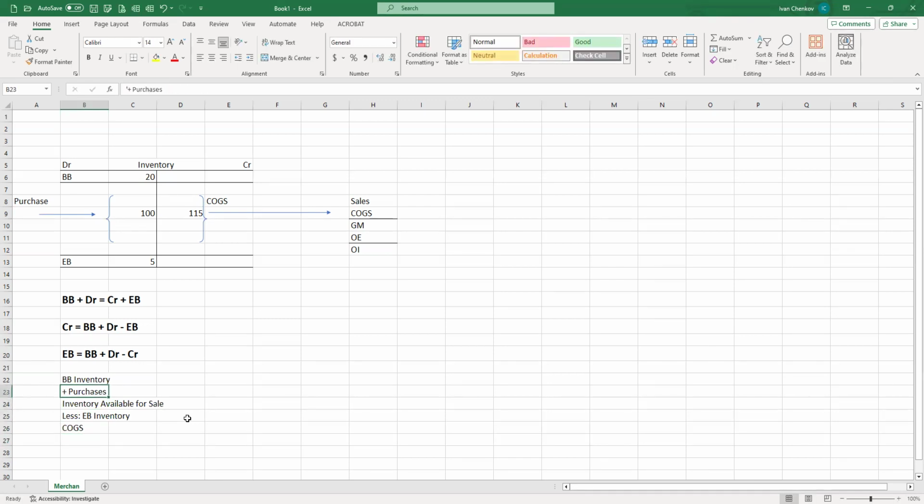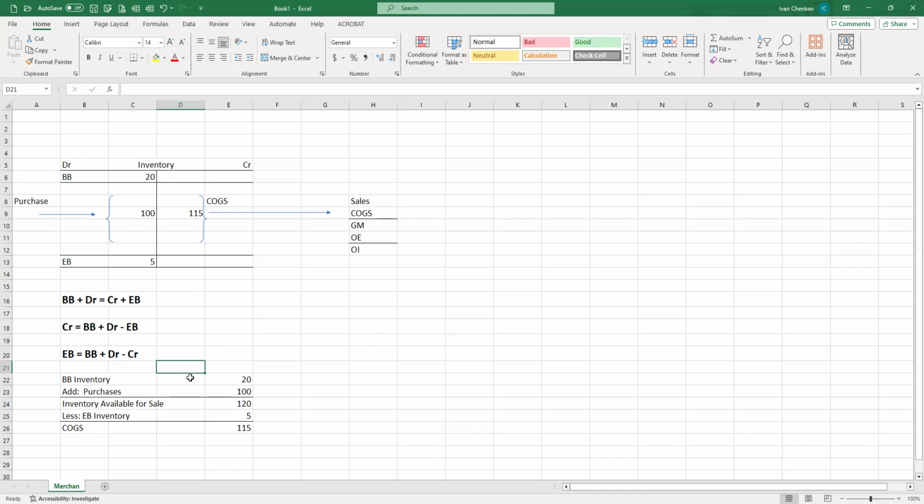That's for the merchandising company. Let's put it here: beginning inventory 20, add purchases of 100, and we get the first calculation, which is 120 in this case. After that, ending inventory is 5, and we subtract it from this amount to get cost of goods sold. And we're done. Make sense? That's how we get cost of goods sold in a merchandising company.